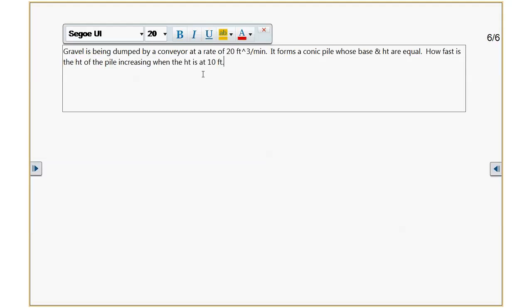All right, draw a picture. Remember, the height and the diameter are the same. And I'll go ahead and give you the formula. Volume is equal to 1/3 pi r squared h, yeah.